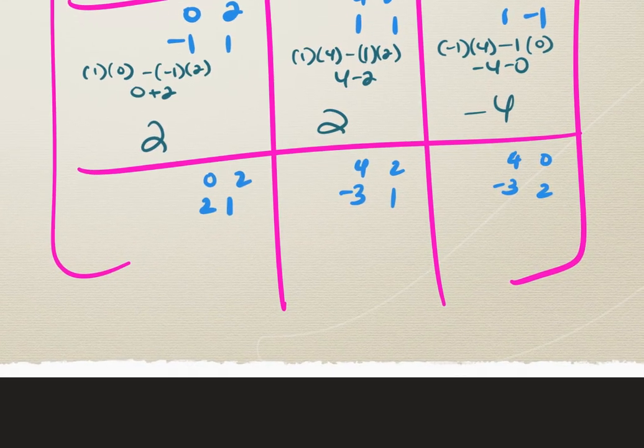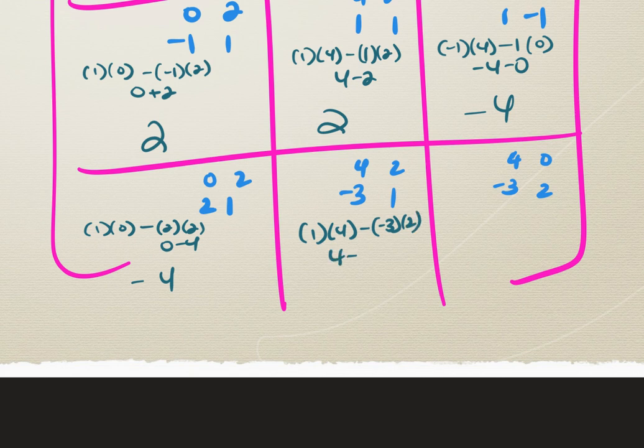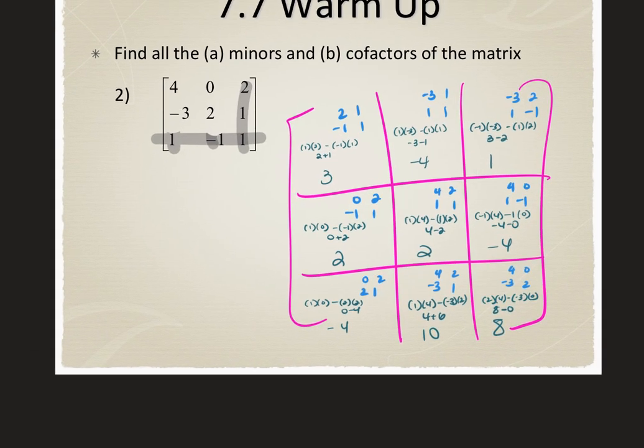And then we go to the last row. 1 times 0 minus 2 times 2, 0 minus 4, which is -4. 1 times 4 minus -3 times 2, 4 minus a -6 becomes +6, or 10. And 2 times 4 minus -3 times 0 is 8 minus 0, which is 8. And those are your minors.